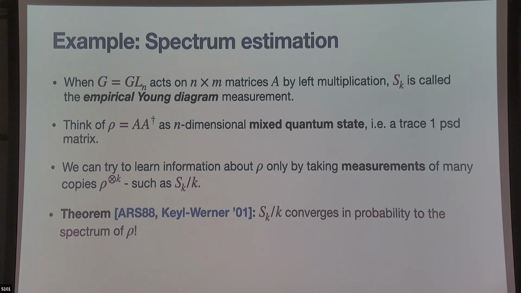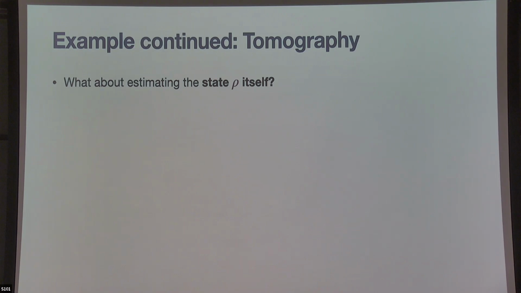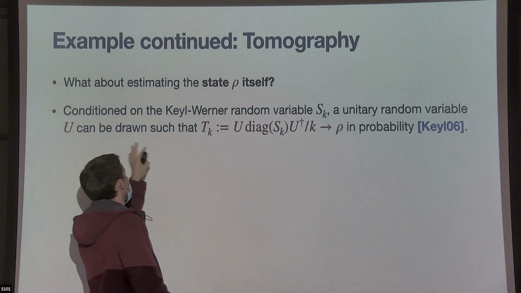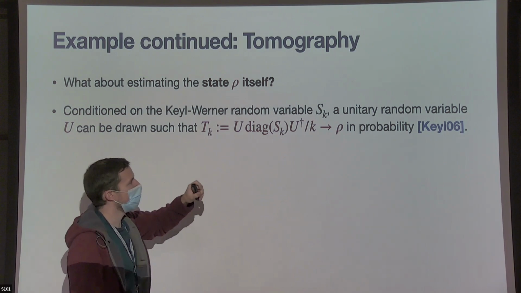There's a nice result in quantum mechanics that you can estimate the spectrum of a quantum state rho using this random variable S_K. That's the best known way to do it, actually. I don't want to say too much about this, but there's also a way to estimate the state itself. Once you draw this random variable S_K, you can draw another unitary random variable, U, such that when you conjugate by this U, you'll get a new matrix random variable, and that will converge to the state itself.